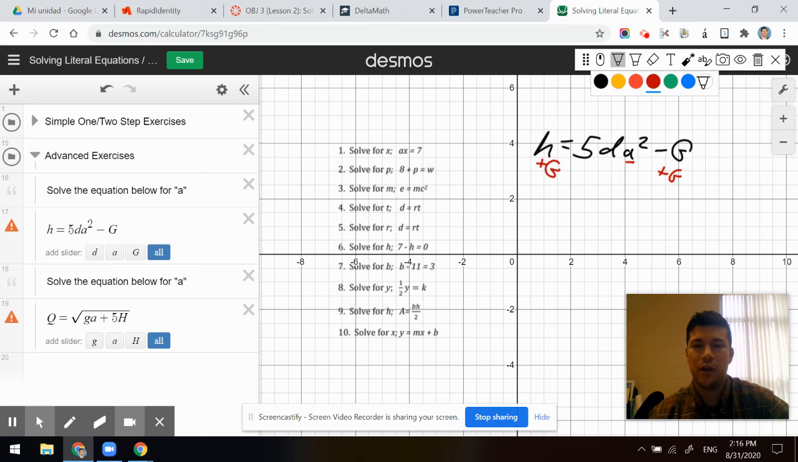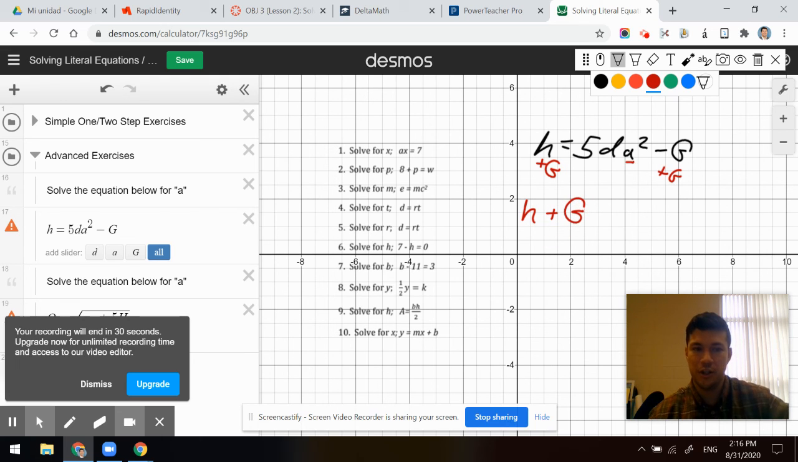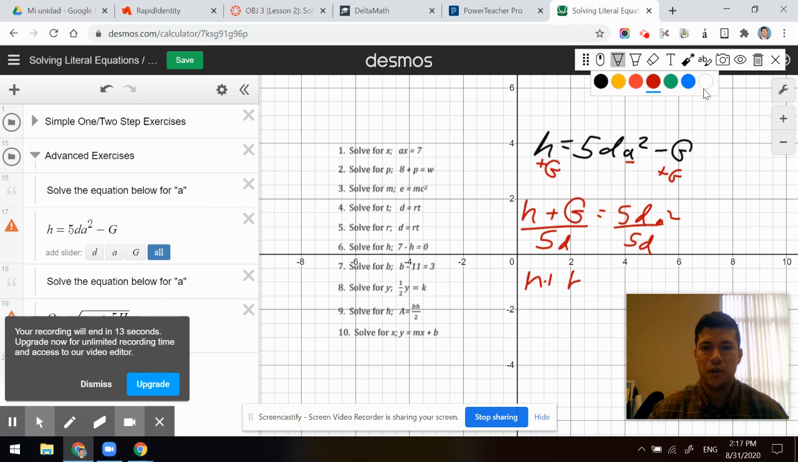So I'm going to add g to both sides. All right, now we're talking. My result of h plus g, well, there is no simplified version. That's just h plus g, equals 5d a squared. I'm going to divide both sides by 5d. Since 5 is being multiplied and d is being multiplied, I can divide them both at the same time. So I've got h plus g over 5d, and that equals a squared. My last thing is to take the square root of the whole thing, and I'm done because I'm out of time.